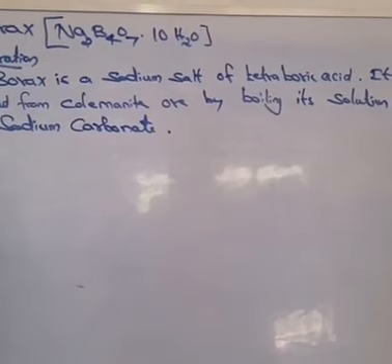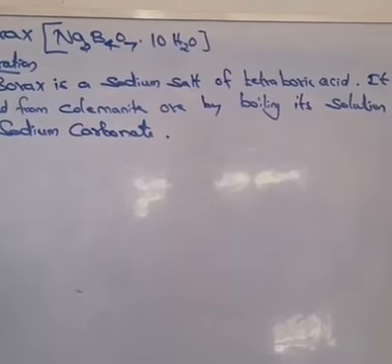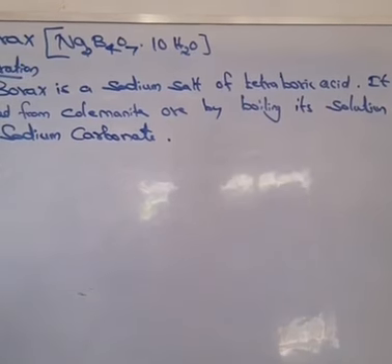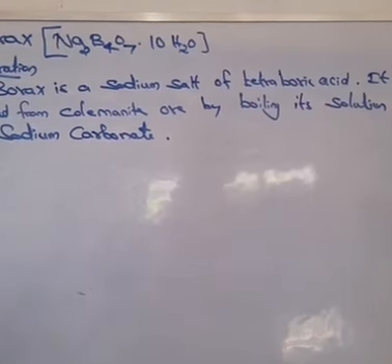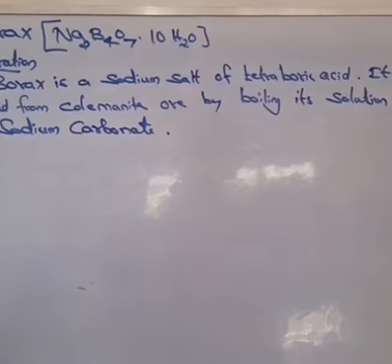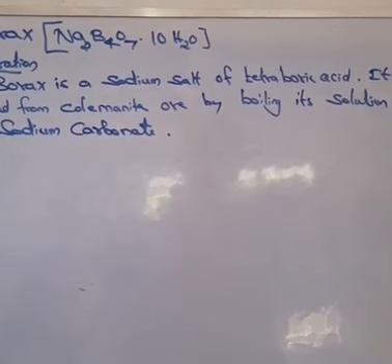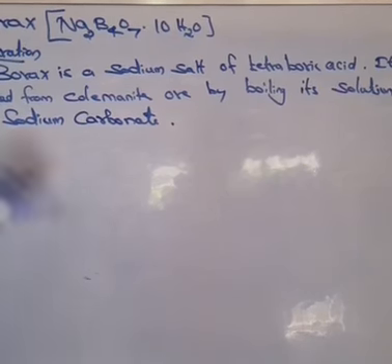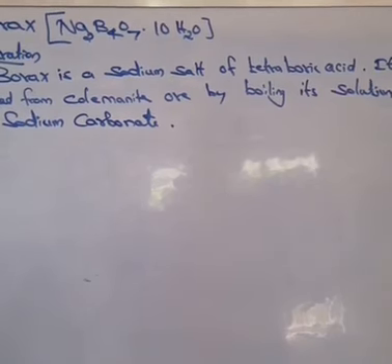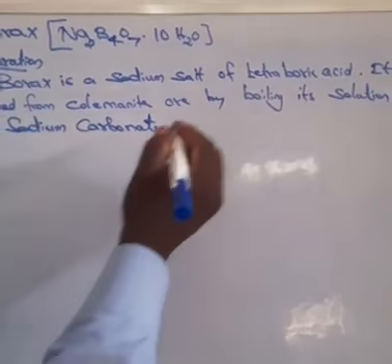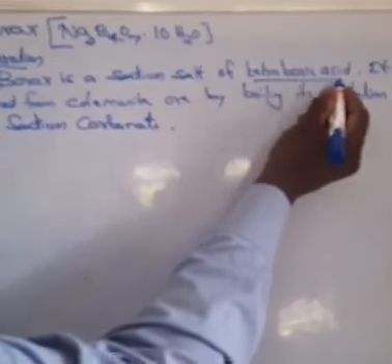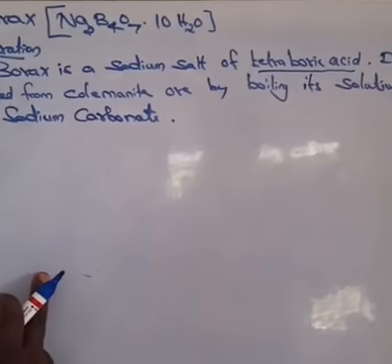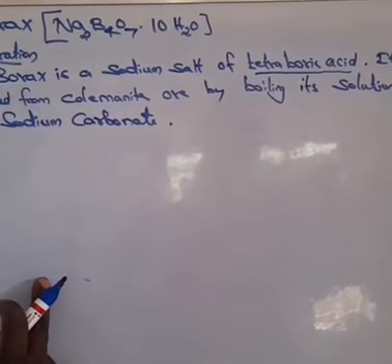The next subheading is borax. The formula for borax is Na2B4O7 with water molecules. How is borax prepared? That is a question. Before that, what is borax? Borax is a sodium salt of tetraboric acid.